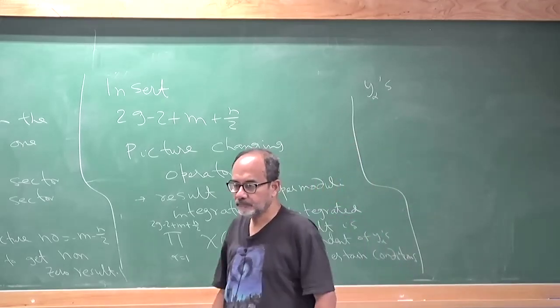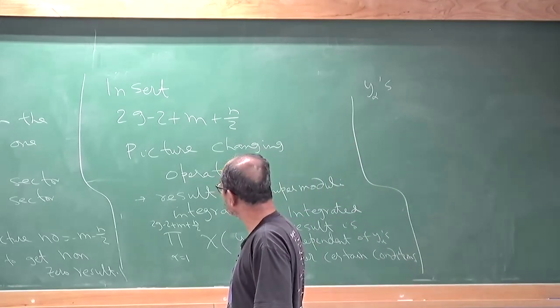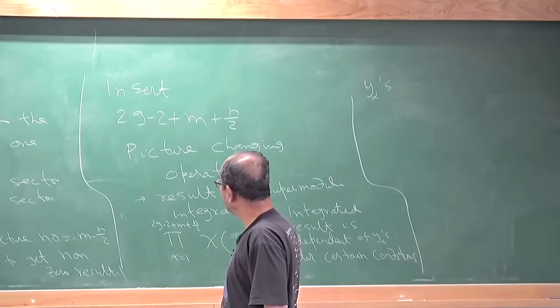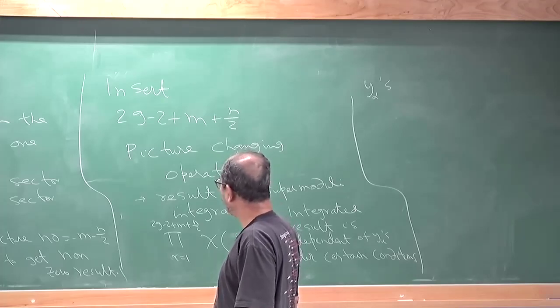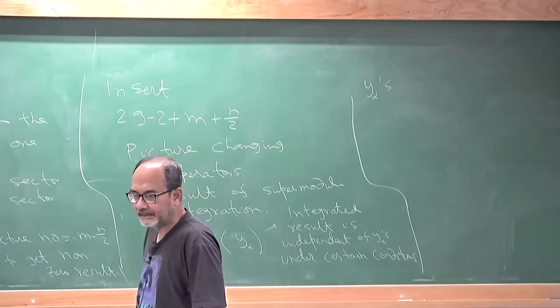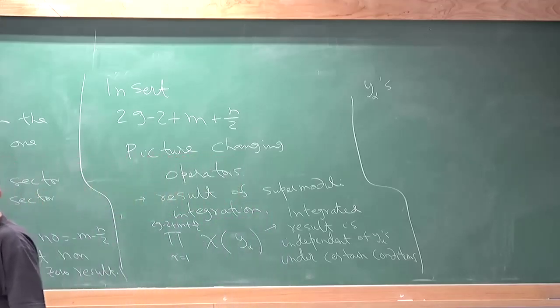For example, n is 1, m is 0, and g is 0. But the 1-point function you don't calculate. On the sphere, you calculate the 3-point function. With n equal to 2, the 2-point function also you don't calculate. So for the 3-point function, it is still okay.